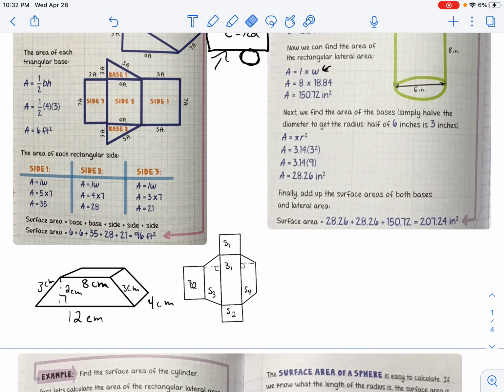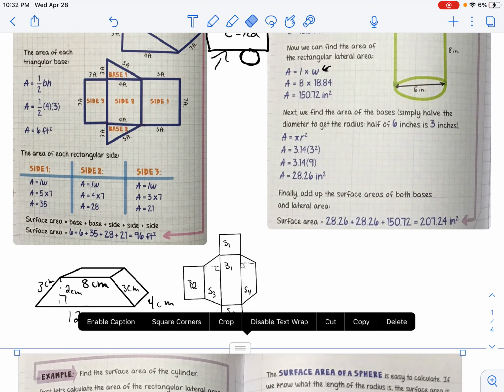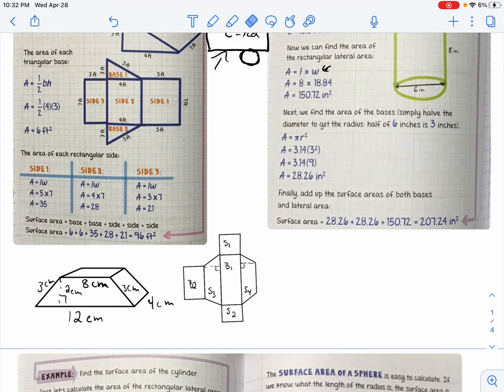So we've got the net. So note we've got a base 1 and base 2 that are different sizes. In this prism, our side 1 and side 2, those are going to be the same. They're both 3 by 4. Okay, and then our trapezoids are also going to be the same. So remember the formula for area of the trapezoid. So S3 is going to equal base 1 plus base 2 divided by 2 times height.